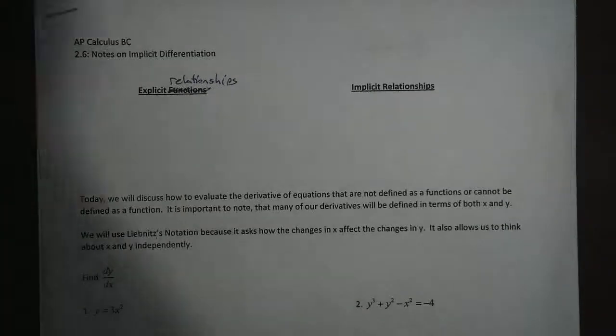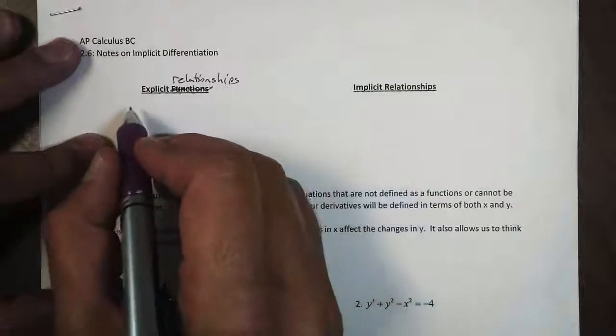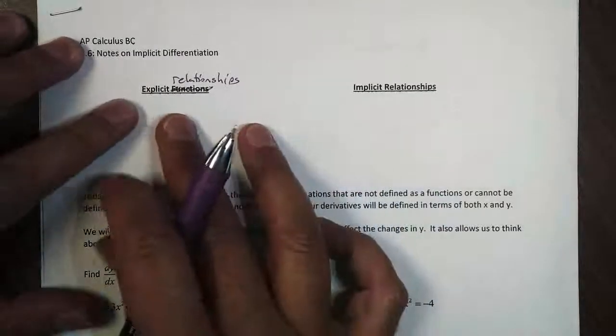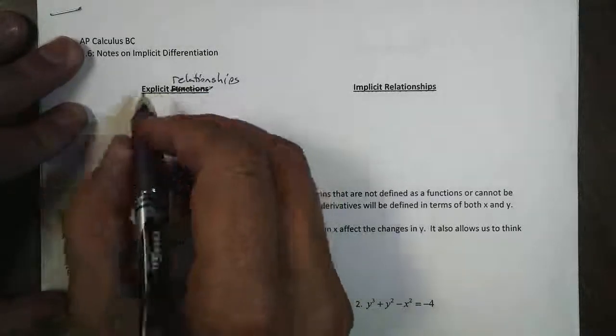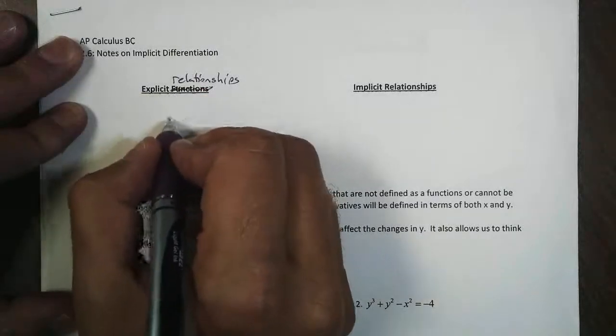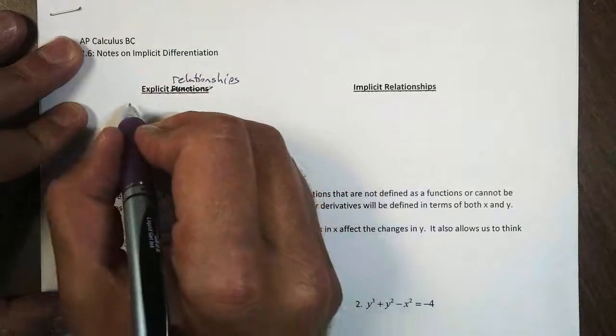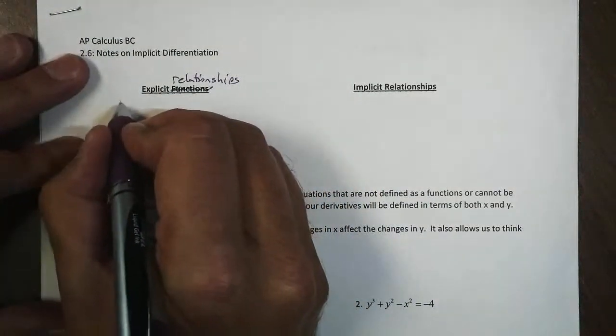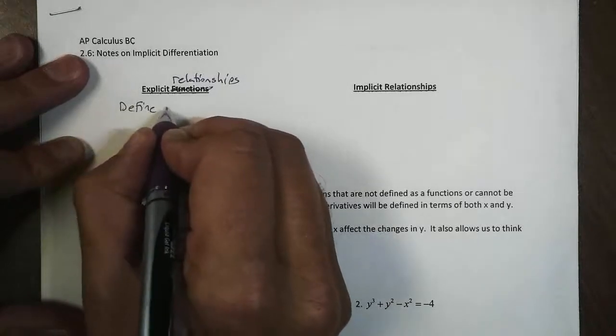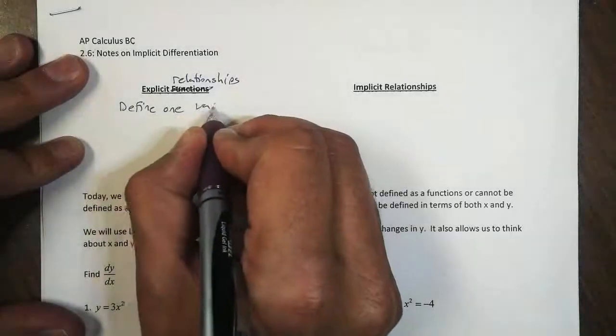Let's talk about an explicit relationship. Now, an explicit relationship in mathematics, all this really is, is a function. It is basically a function where a variable is solved for. In other words, we can define one variable in terms of another.